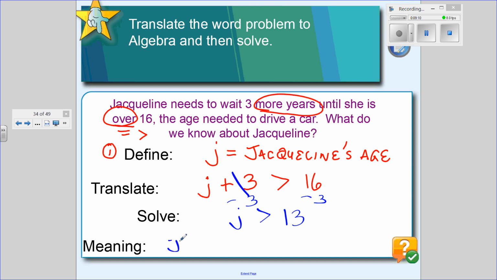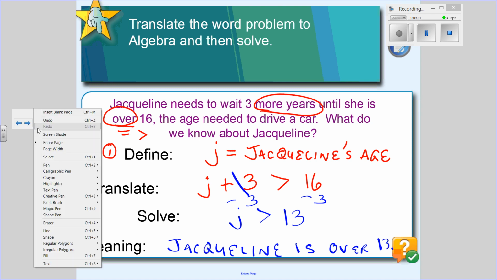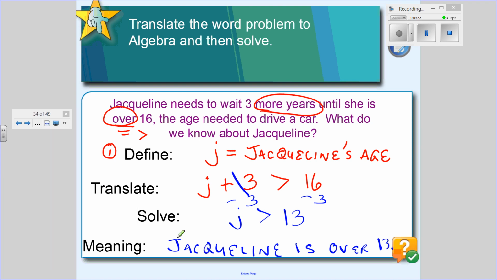So that means Jacqueline is over 13. Okay? Do I know that she is 13 and a day? Do I know that she might even be 14 and a half based on what we have understood or what we have derived from the problem? Okay? But I do not know anything other than Jacqueline's age is over 13 years old.